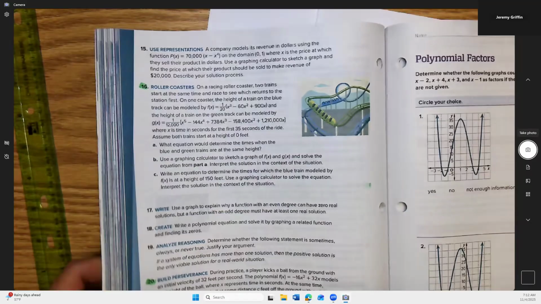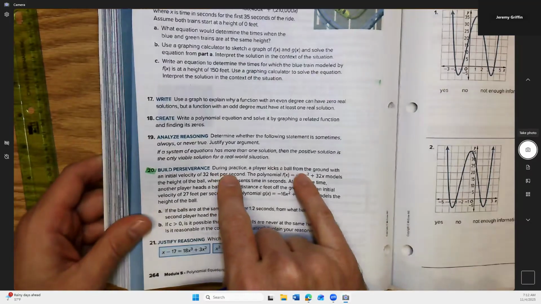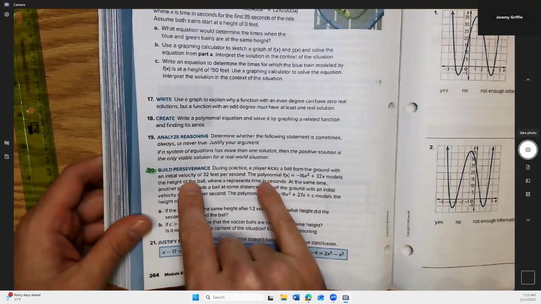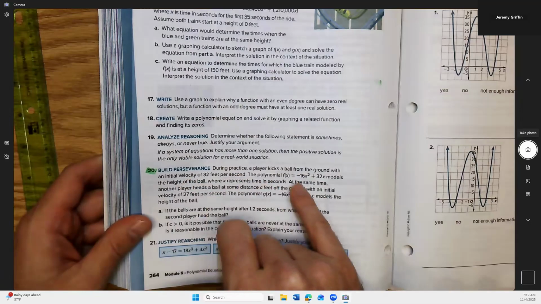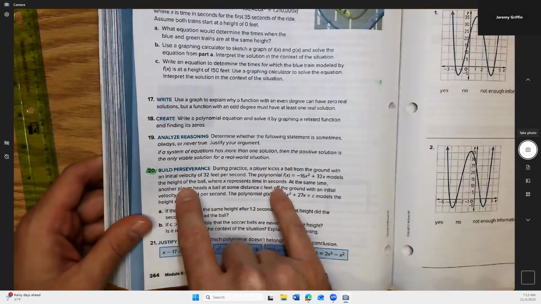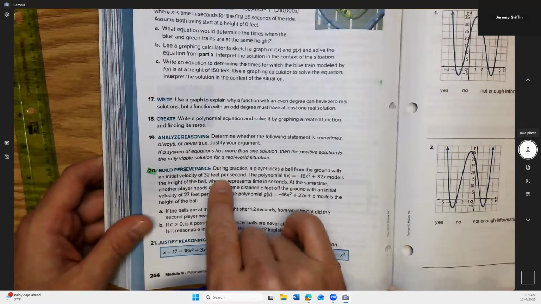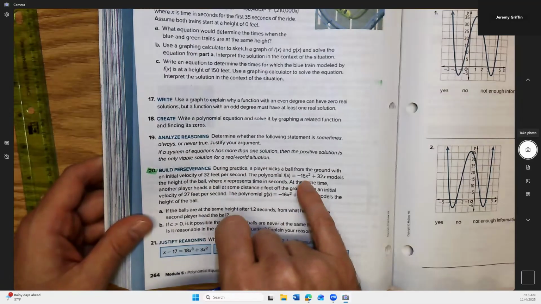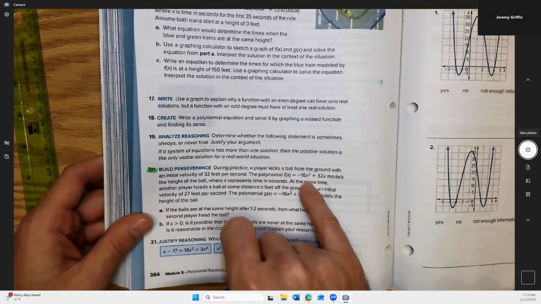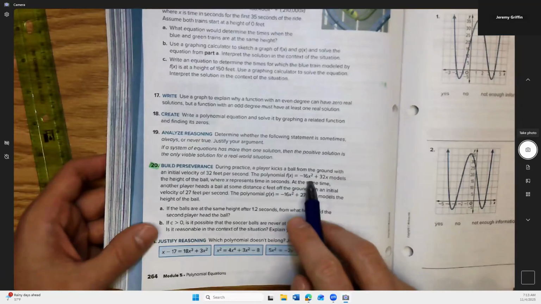All right, number 20, the last one I'll do with you guys here. During practice, a player kicks a ball from the ground with an initial velocity of 32 feet per second. The polynomial f of x equals negative 16x squared plus 32x models the height of the ball, where x represents time in seconds. This is something that you guys have seen over and over. This situation has popped up in a lot of past lessons, which is height as a function of time.